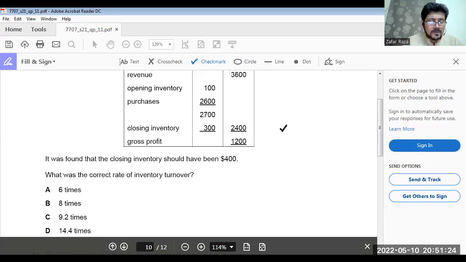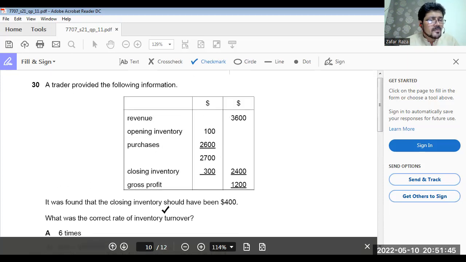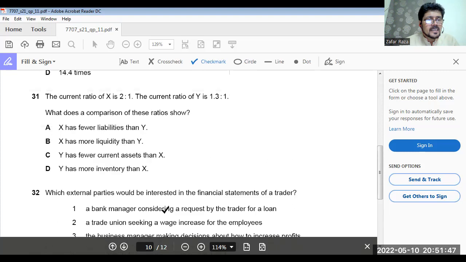Average inventory is 250. 2,300 as cost of sales divided by average inventory 250, 9.2 times. C option should be the answer. If we change the values, C option 9.2 would be the answer. That was question number 30. Okay.